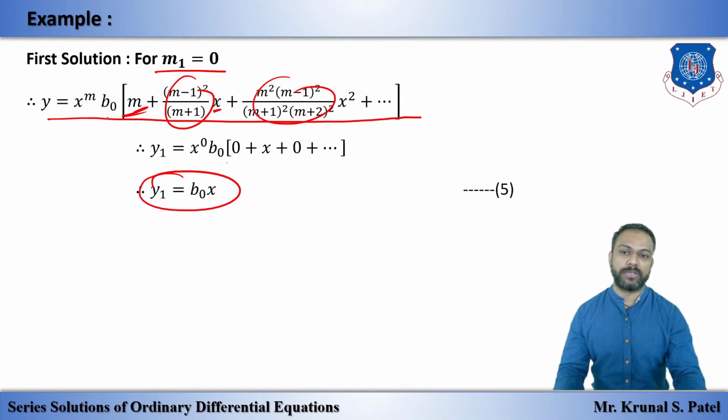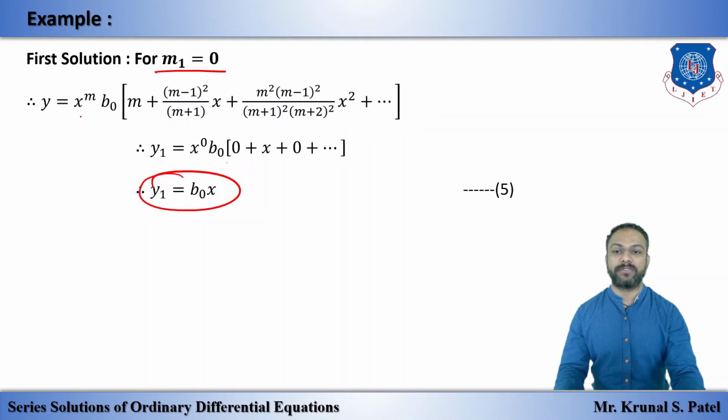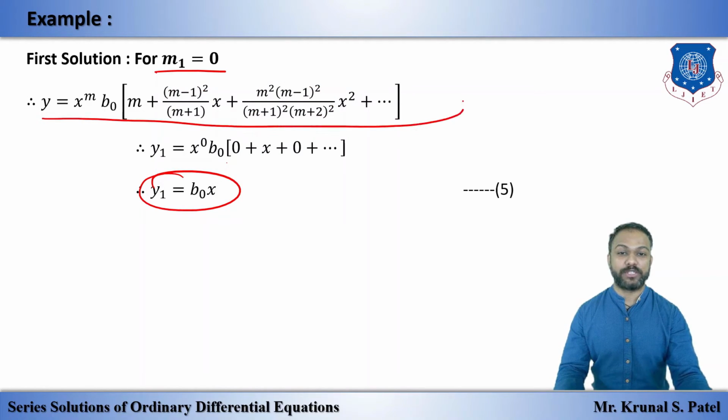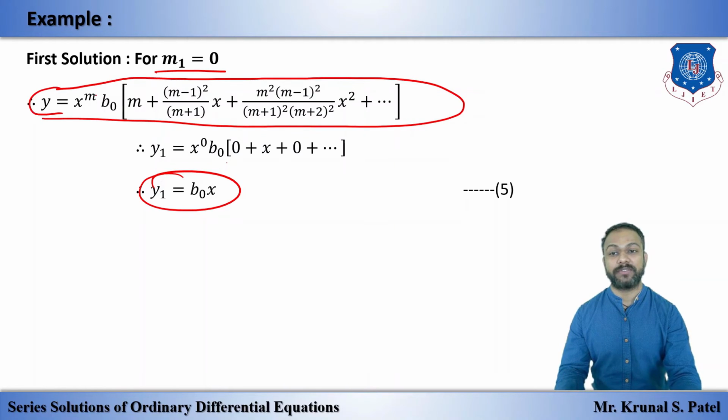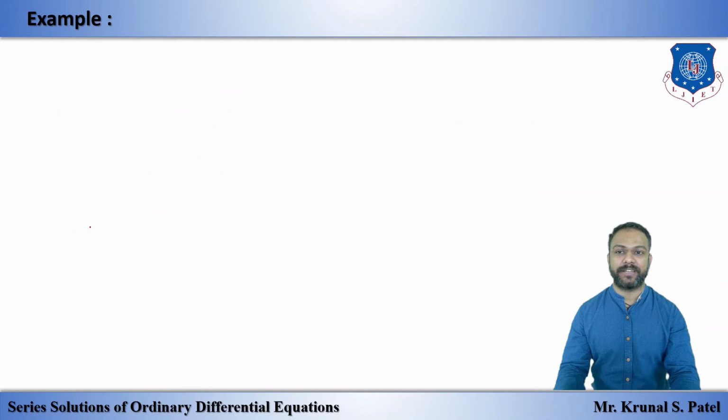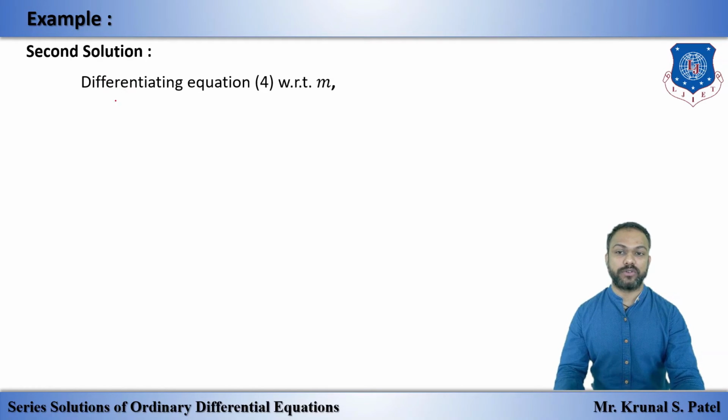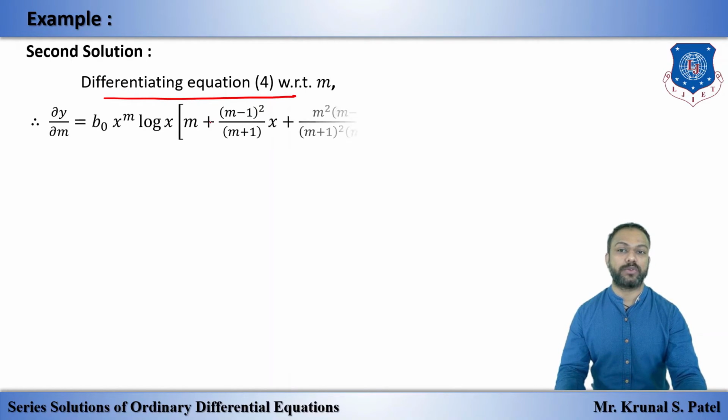Now for the second solution, we have to differentiate this y. This is the big Y that we have to differentiate with respect to m. Consider x as constant because it is a partial derivative. Okay, so we have the second solution. I'm just taking it in the next slide. So for the second solution, we differentiate equation 4 with respect to m.